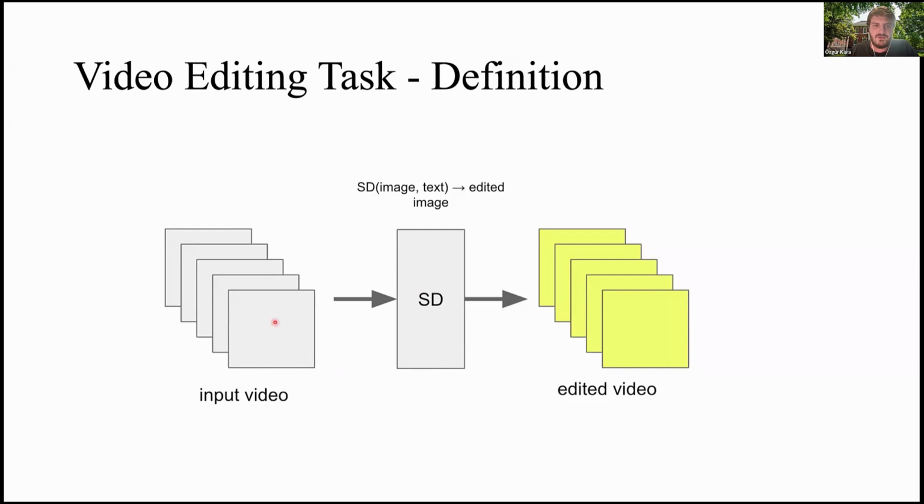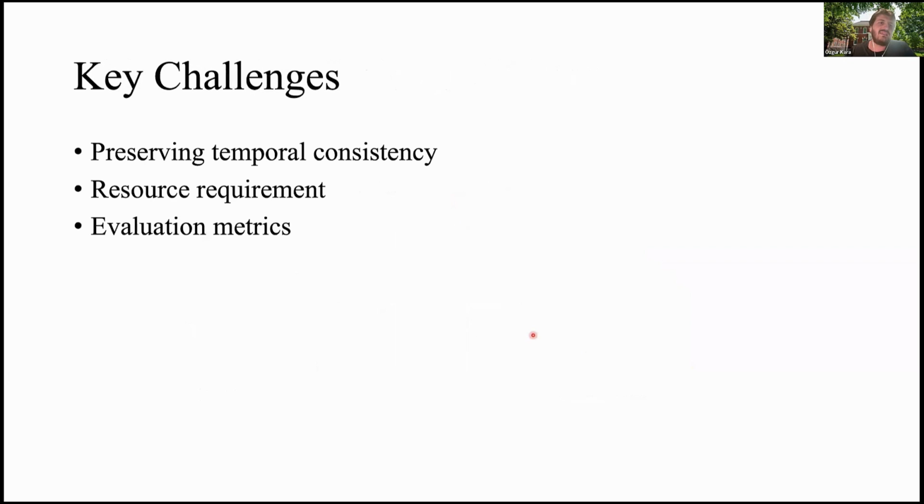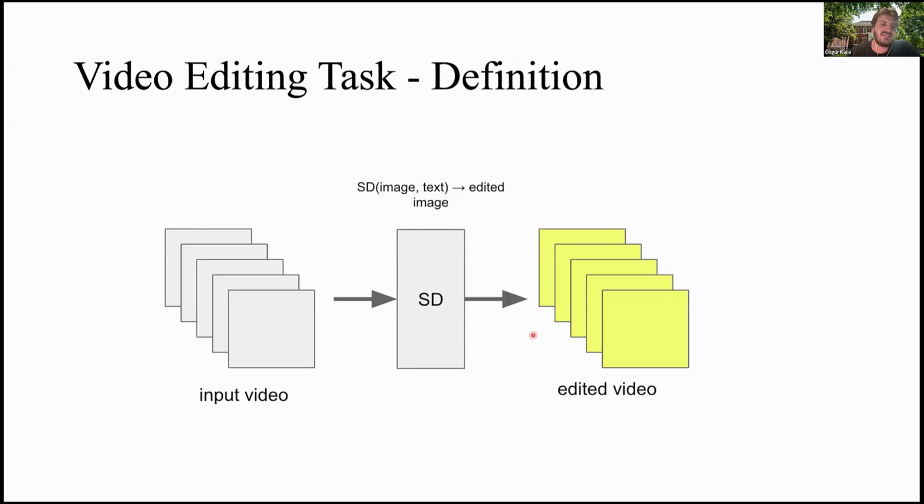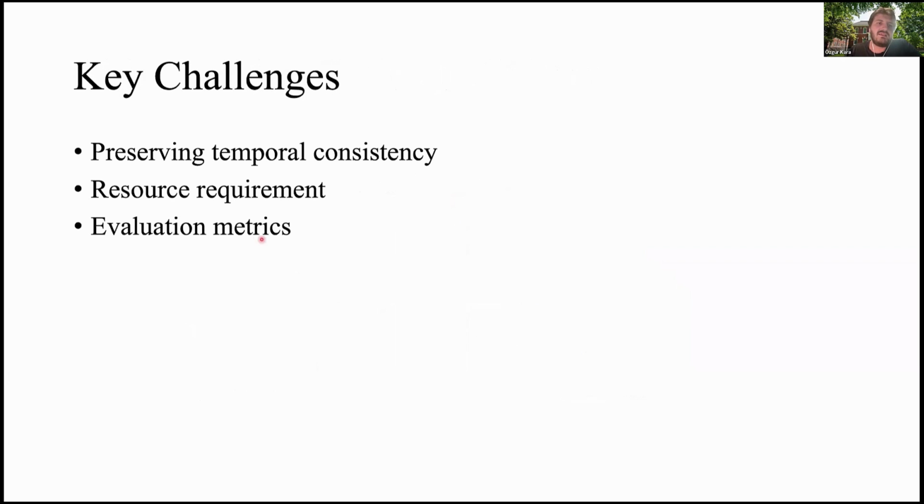And to extend this into a video editing task, what we can do as a baseline is, we know that video is a series of frames or series of images. We can process each independently, and we can give some text prompt to it and ask it to generate the edited video version. But the key challenge here is that we need to ensure that the temporal consistency is preserved, which is not the case here because we process each frame independently. And it will have some resource problems if we use larger models. And there are still challenges in evaluating how well the models are working.